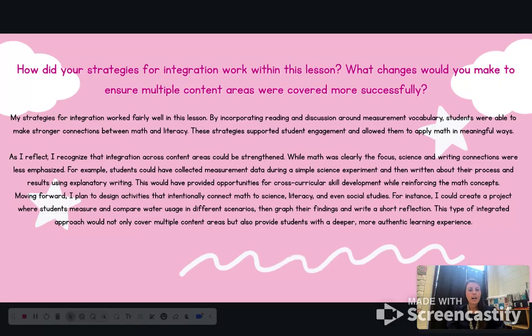So as I reflect, I recognize that integration across content areas could be strengthened. While math was clearly the focus, science and writing connections were less emphasized. For example, the students could have collected measurement data during a simple science experiment and then written about their process using explanatory writing. This would have provided opportunities for cross-curricular skill development while reinforcing the math concepts. Moving forward, I plan to design activities that intentionally connect math to science, literacy, and sometimes even social studies.